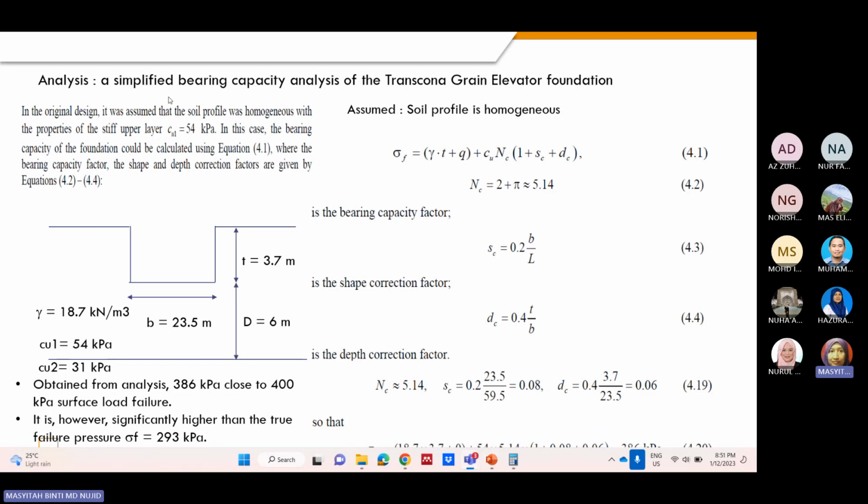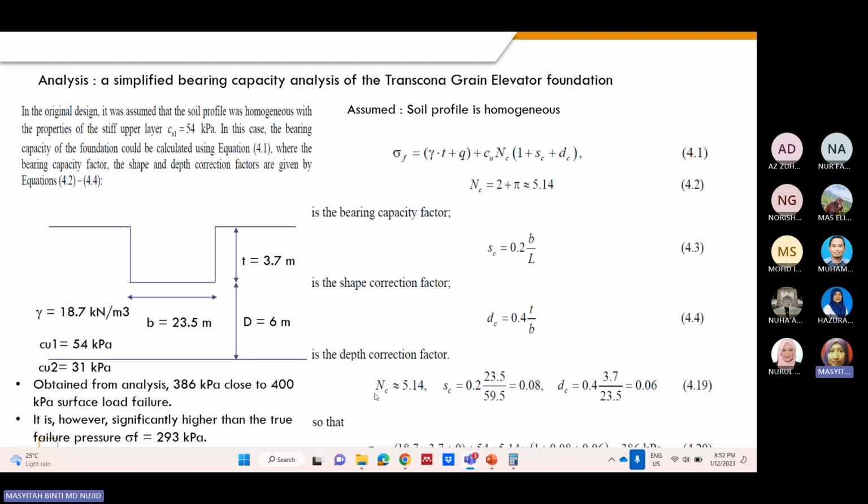Okay, we go for the first one. We assume that the analysis being carried out on the single layer soil ataupun homogeneous. So for the homogeneous, we can have that the Nc sama dengan 5.14. Kemudian shape correction factor, so kita boleh pakai lah equation 4.3. Depth correction factor pun kita boleh pakai equation 4.4. So we have the value Sc 0.08, Dc sama dengan 0.06.